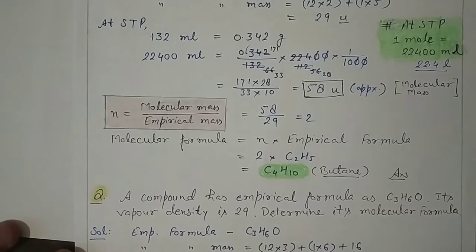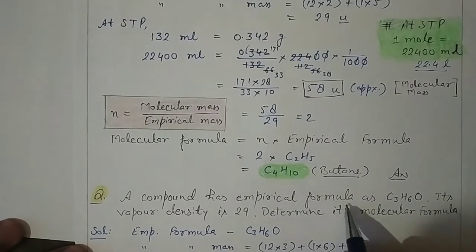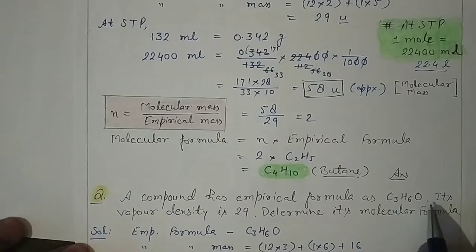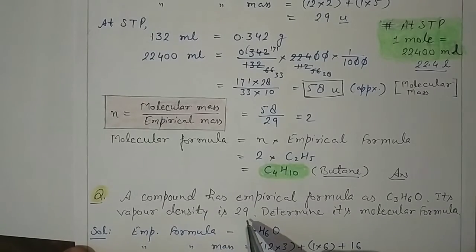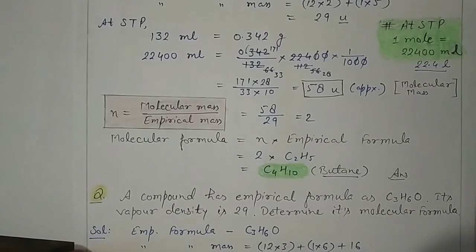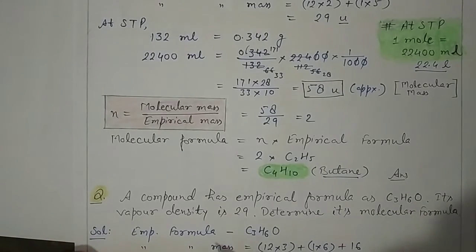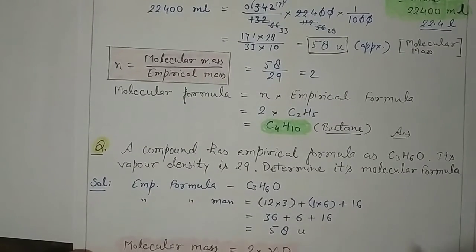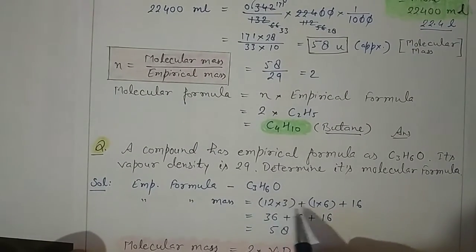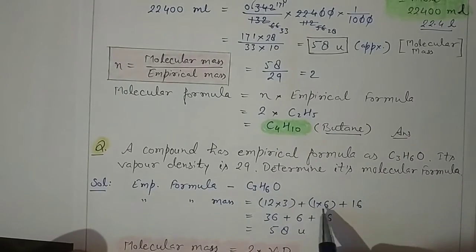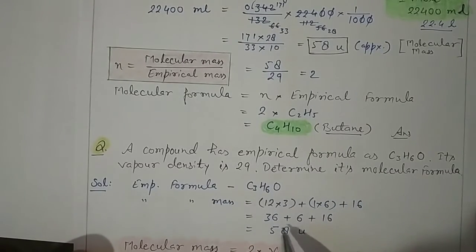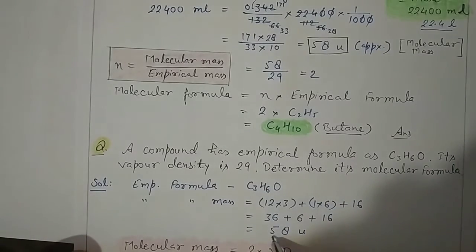The question is, a compound has empirical formula C3H6O. Its vapor density is 29. Now determine its molecular formula. So how can we use the vapor density in our numericals? First of all, we should calculate the empirical formula mass. The empirical formula is already given. The mass would become, carbon has atomic mass 12, 3 atoms, so 12 into 3 plus hydrogen 1 into 6 atoms plus 16 of oxygen. When we add it, we get 58 unit.